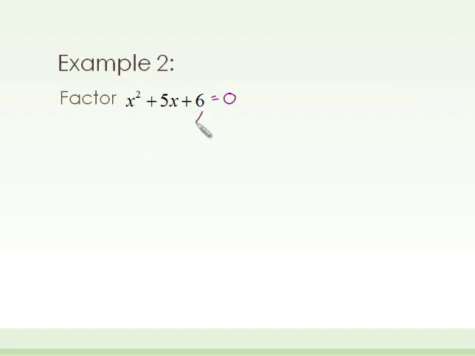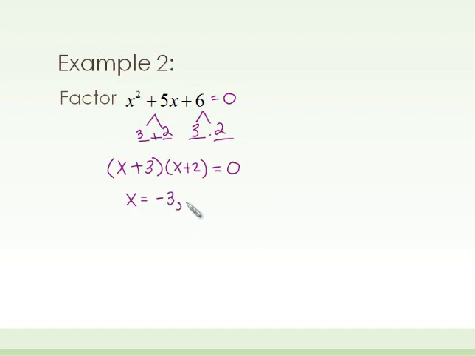So once again, in order to factor, we need two numbers that when you multiply them is equal to the last number, but those same two numbers add up to be the middle term. So in this case, 3 times 2 is the only thing that will add up to be 5. So our final factoring is x plus 3 and x plus 2. So our solutions would be x equals negative 3 and x equals negative 2.